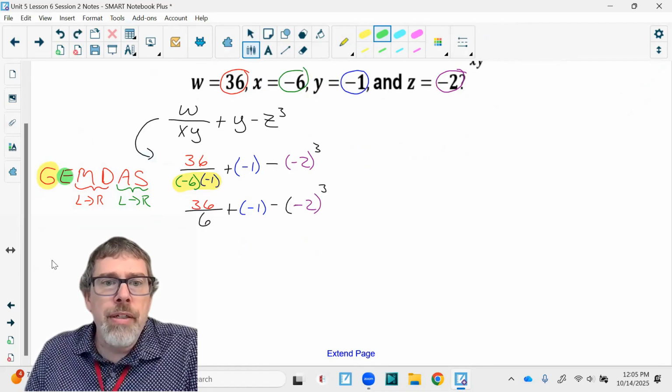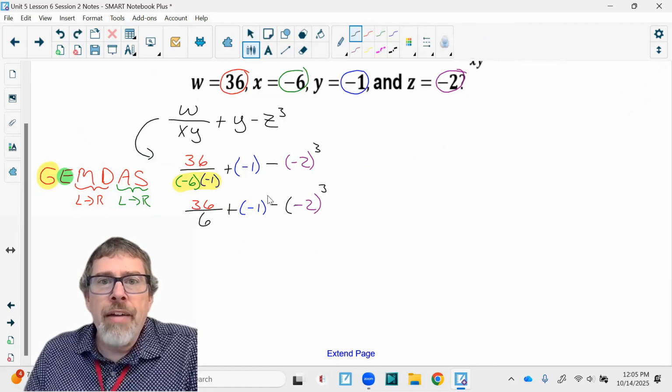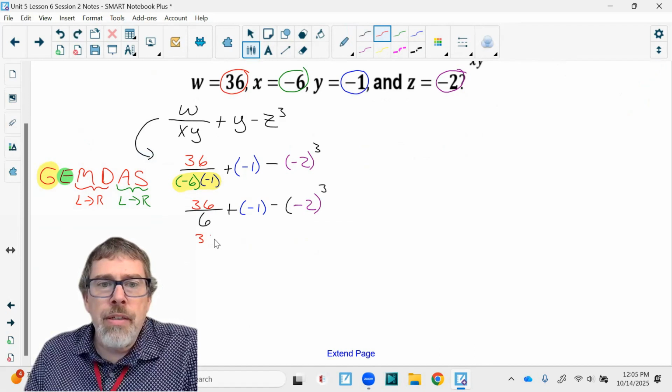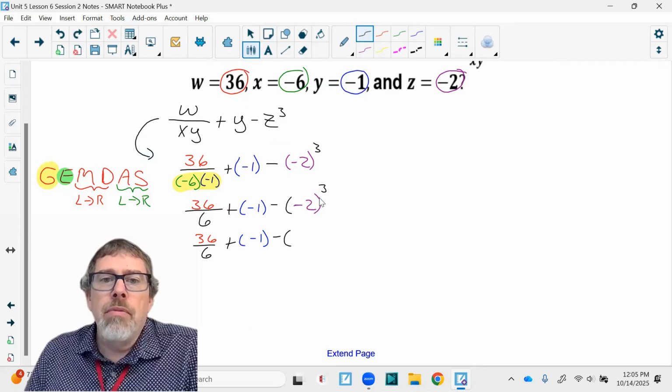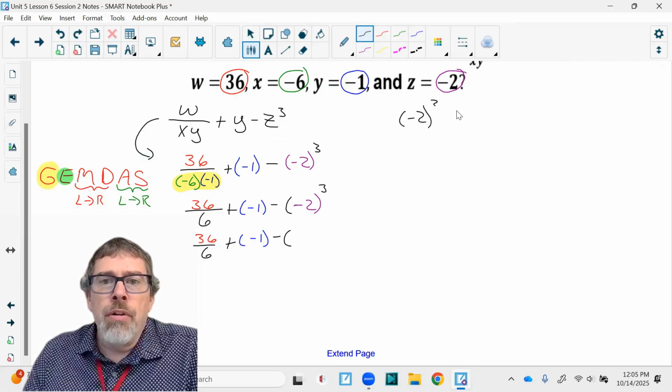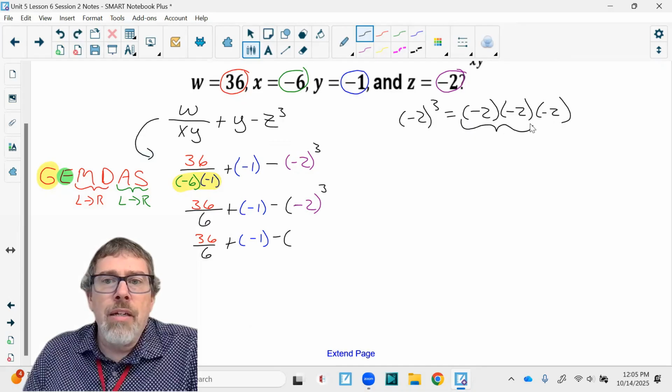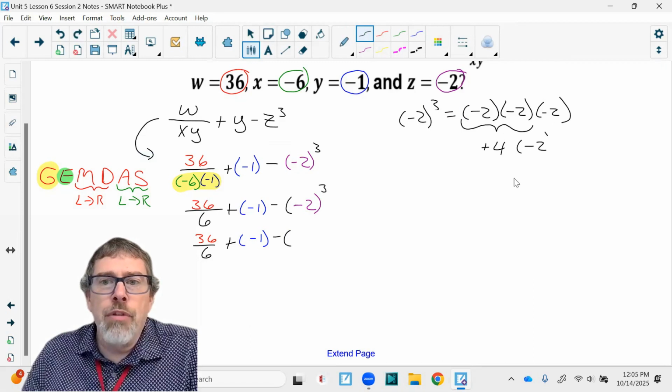So exponent is next. I'm going to leave everything as is: 36 over 6 plus -1 minus, and now I'm going to address this. -2 to the third power means -2 times itself 3 times. So -2 times -2 is a positive 4. Multiply that by -2, and I get -8.